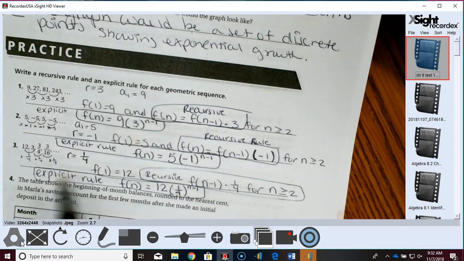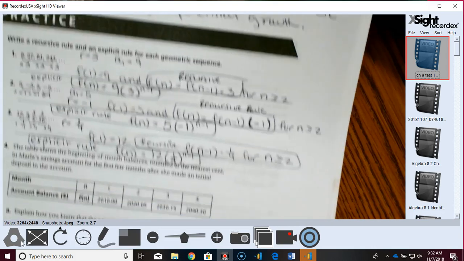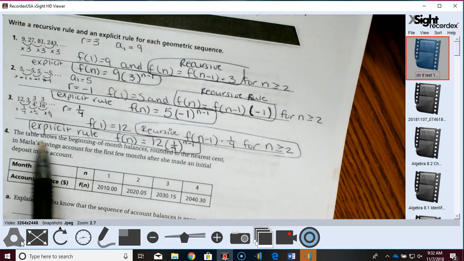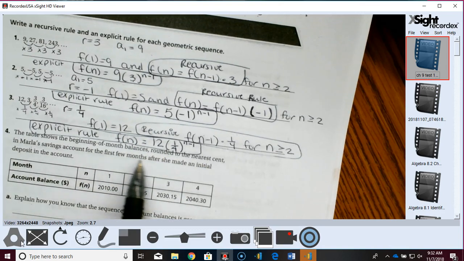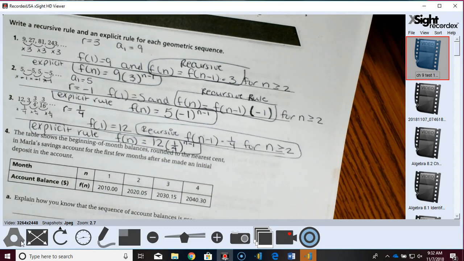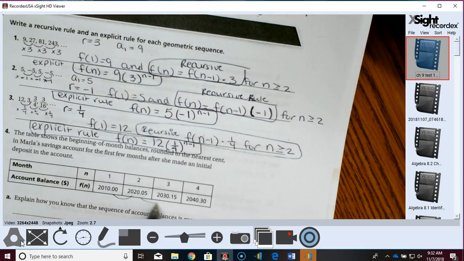So I plugged in one of the problems just to double check. Number 4. The table shows the beginning of month balances rounded to the nearest cent in her savings account for the first few months after she made an initial deposit into the account. Explain how you know that the sequence of the account balances is geometric. So what's going on here? What are we multiplying these by? Well, let's see.